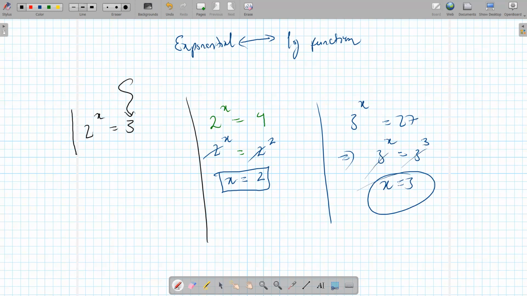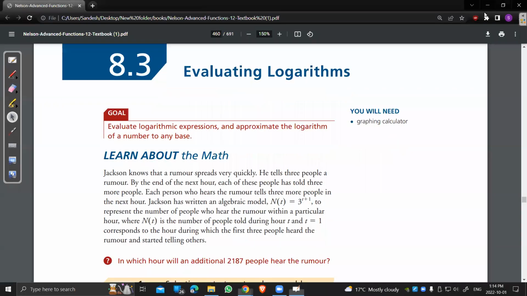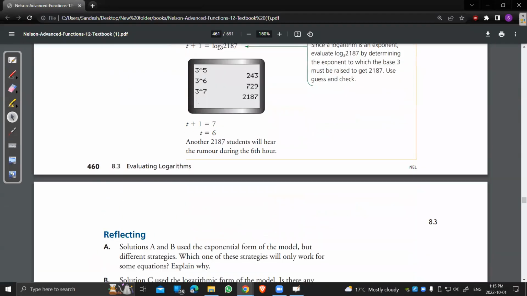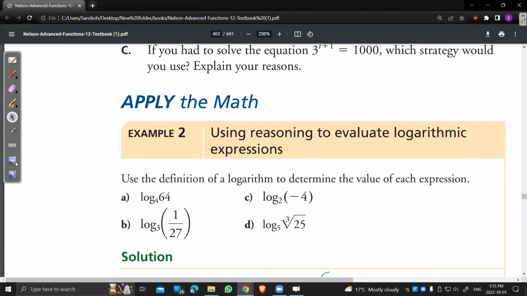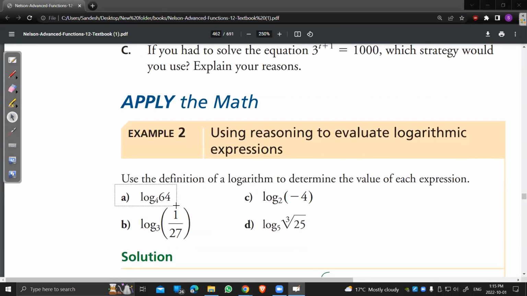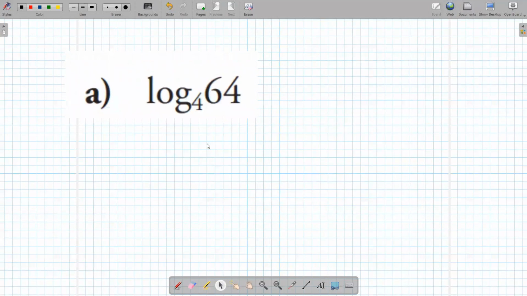So if you end up with something like this, you need to use the log function to answer this question, okay? Let's try doing some examples. We're gonna start off with a simple one. Looks weird, I know. It's something new, right? So this is the format, okay?